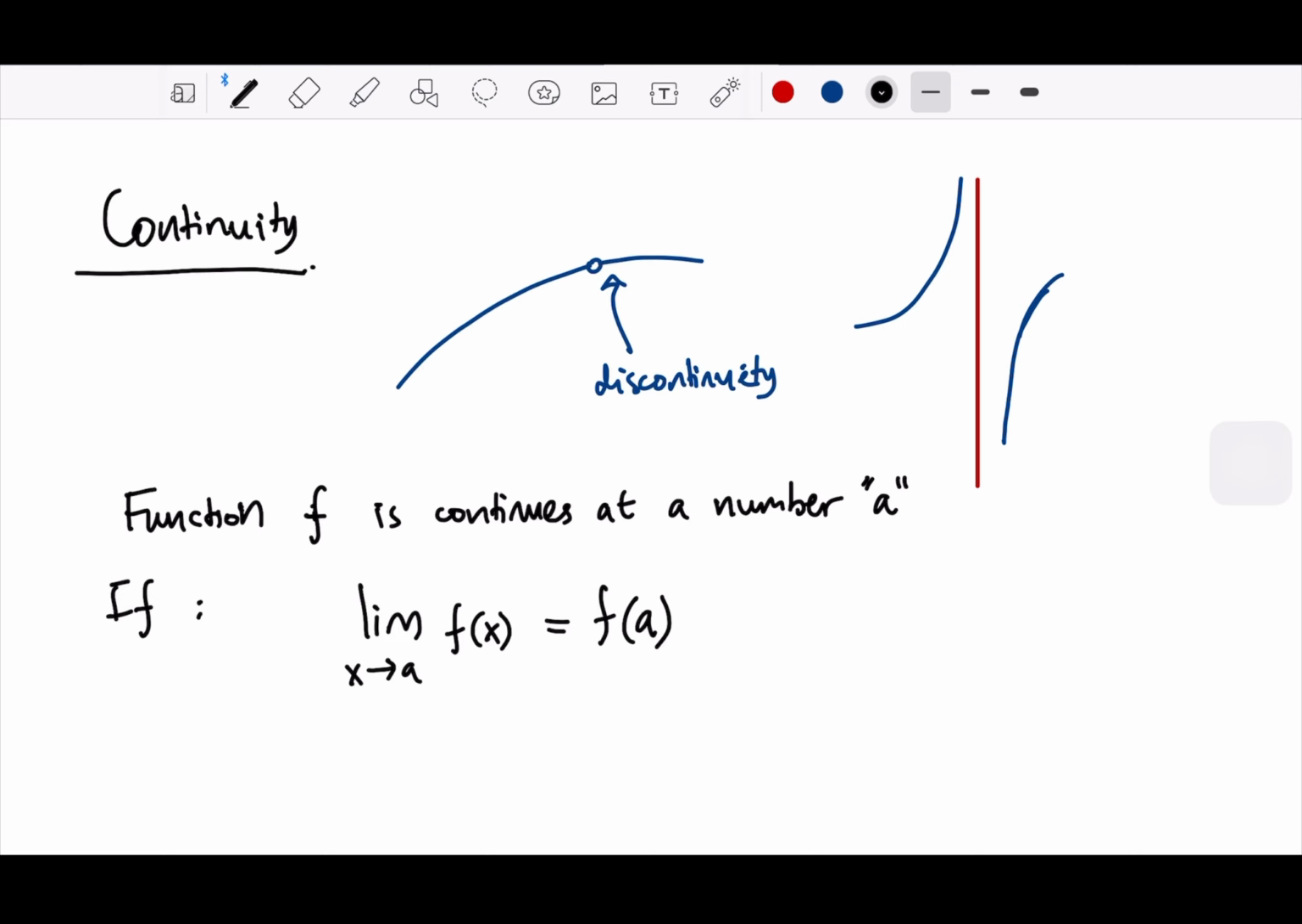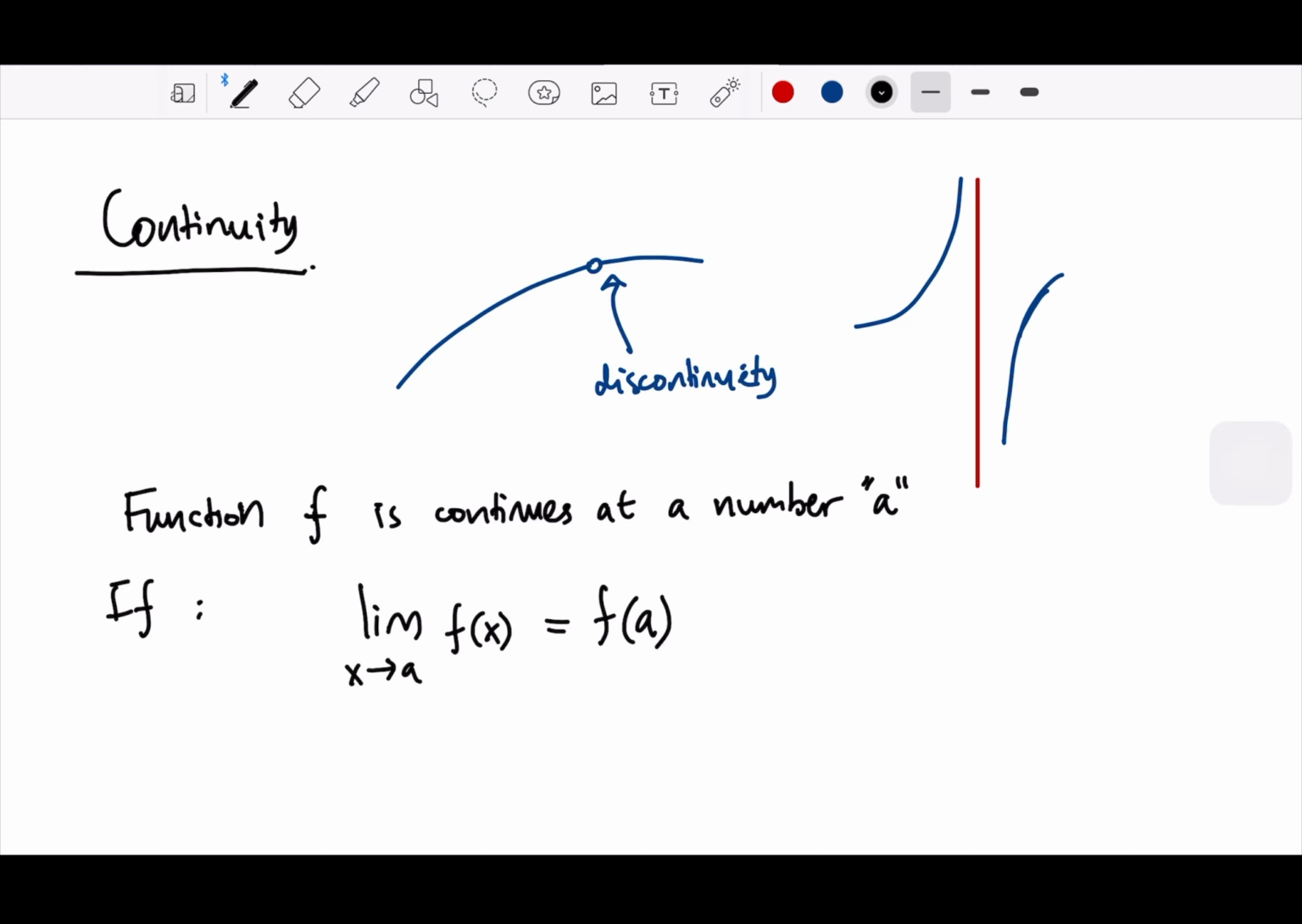Previously in limit, we take the limit, and we don't care if it has a discontinuity. As long as we can approach from the left and from the right to the same value, we can say there is a limit. But then there is no definition here. It's undefined in the function itself. You can say, oh, it's a discontinuity.